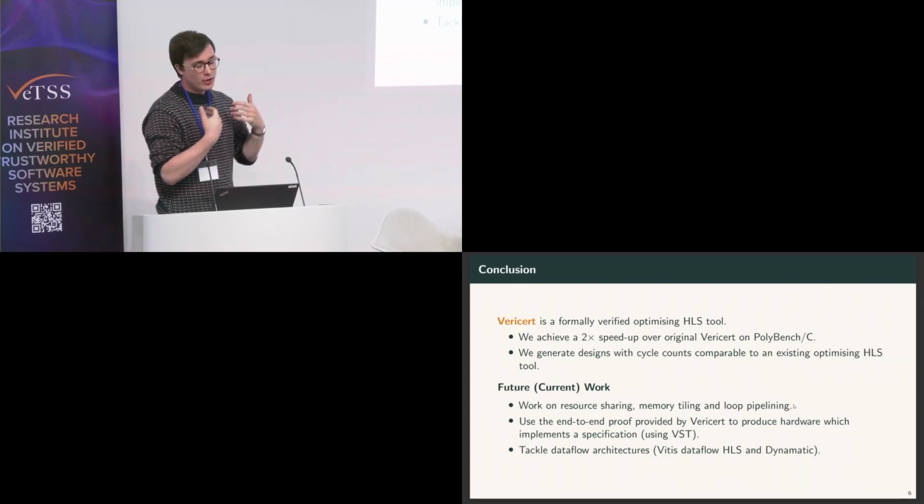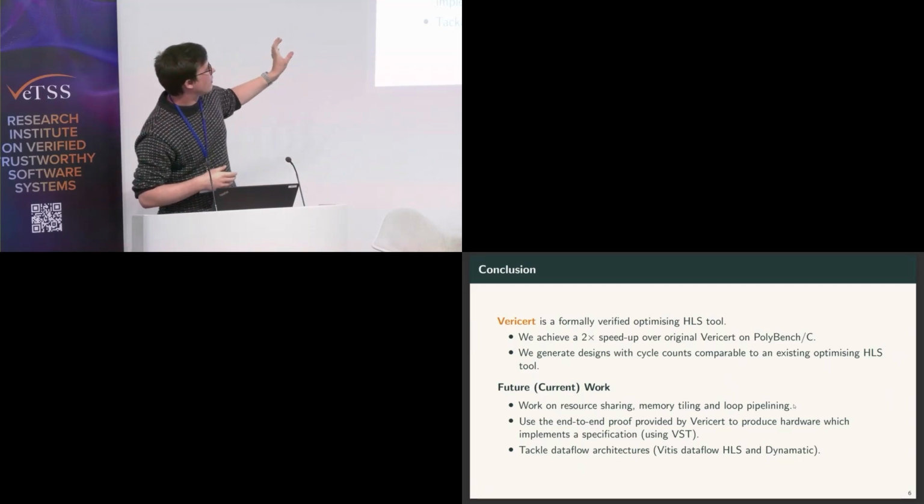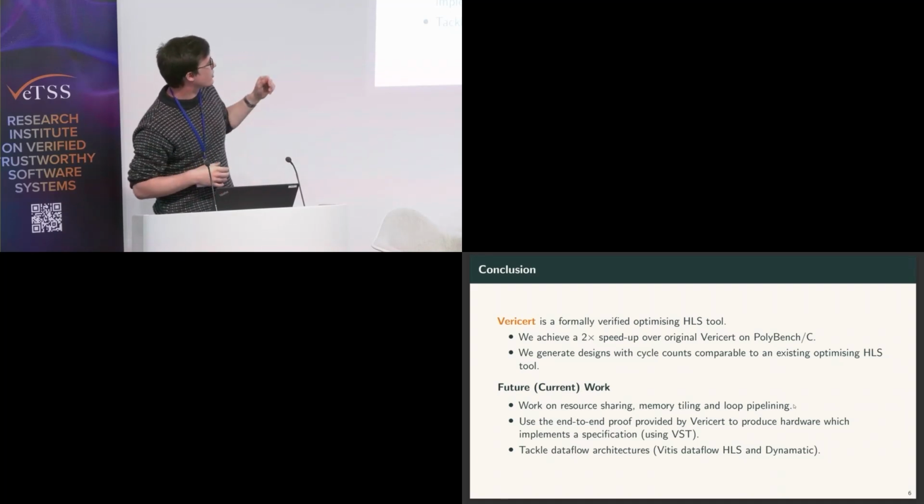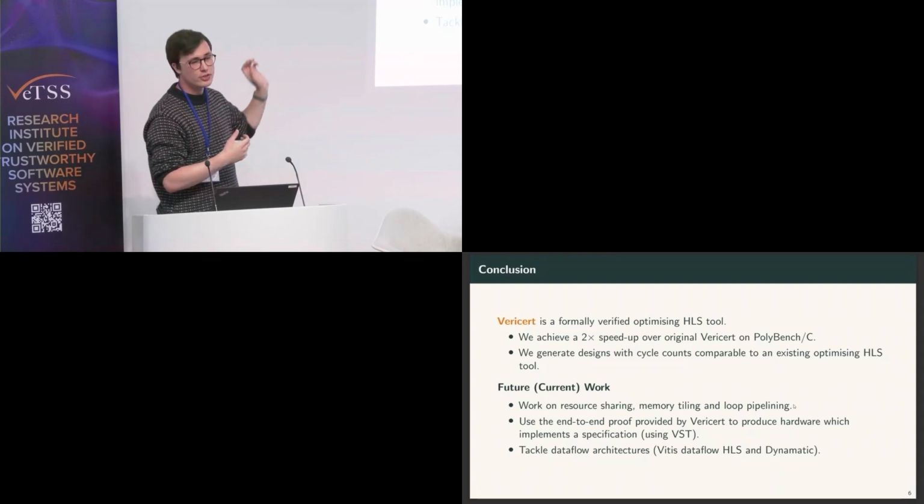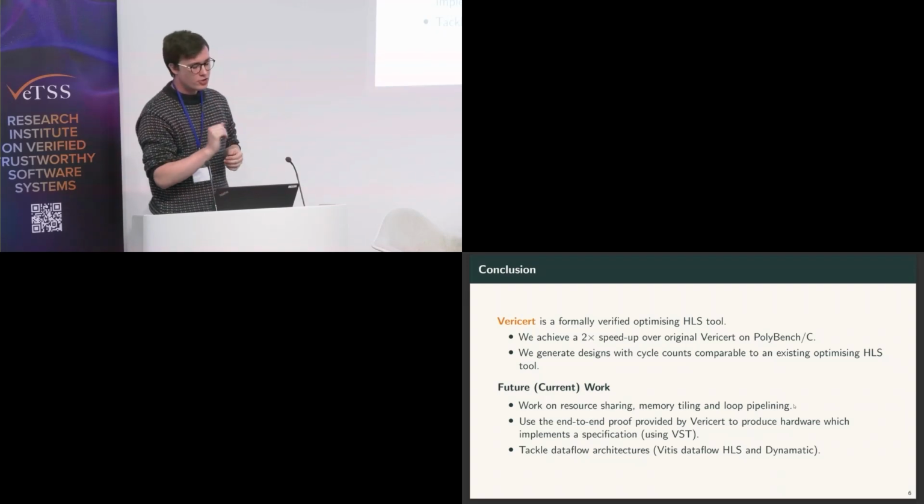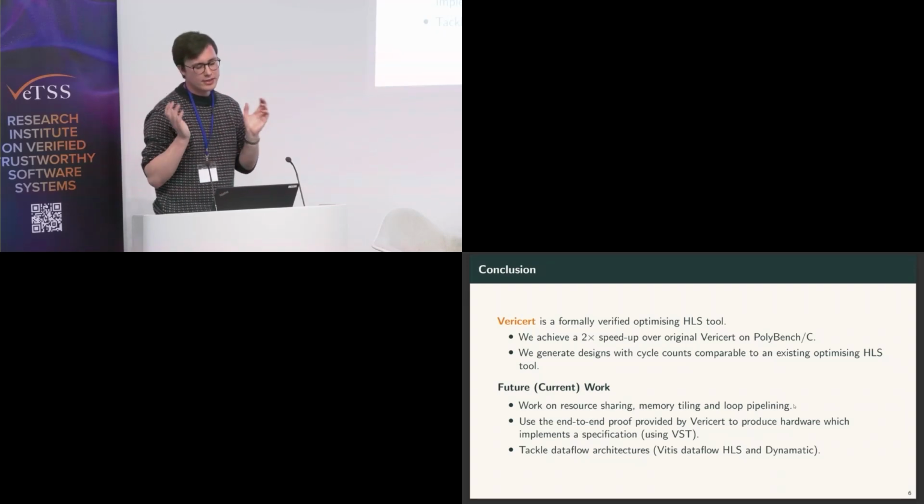Now that we have VeriCert, we'd love to be able to actually use the end-to-end proof that we have. We'd love to use existing proofs of programs that were verified using VST, the Verified Software Toolchain, which is a framework used to verify specifications on CompCert C code. We'd love to show that you can transfer these specifications onto your hardware and get the same properties on the hardware.